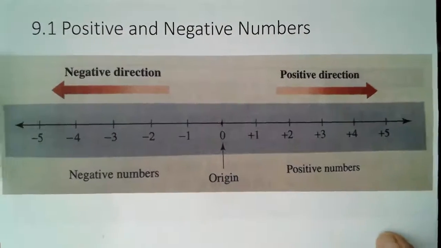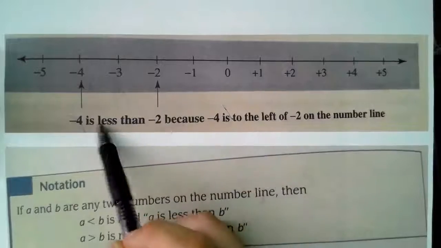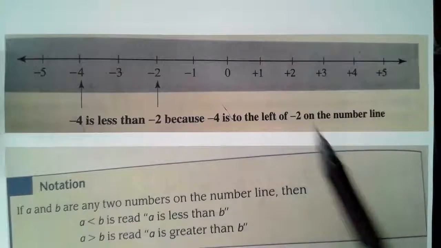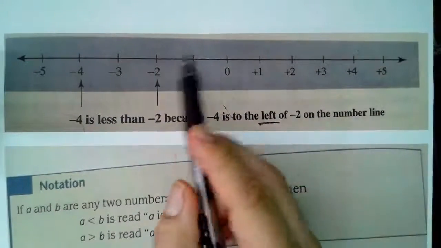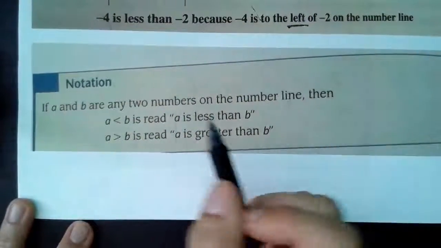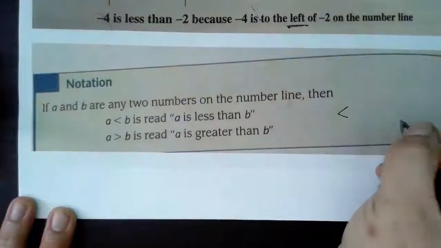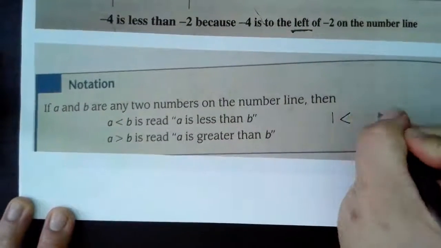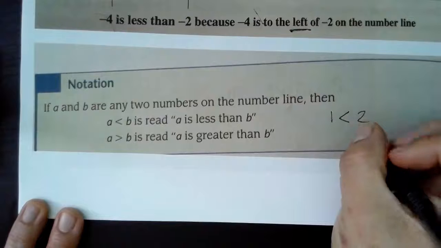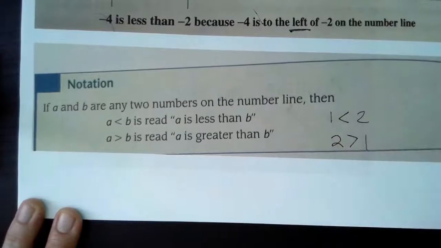All right. So let's say, for example, we would say negative 4 is less than negative 2 because negative 4 is to the left. So numbers that are to the left on the number line are less than. And here's a notation that's really important. You need to make sure that this symbol is less than, reading from left to right. So 1 is less than 2. And if we were to write it from left to right, 2 is greater than 1, okay?